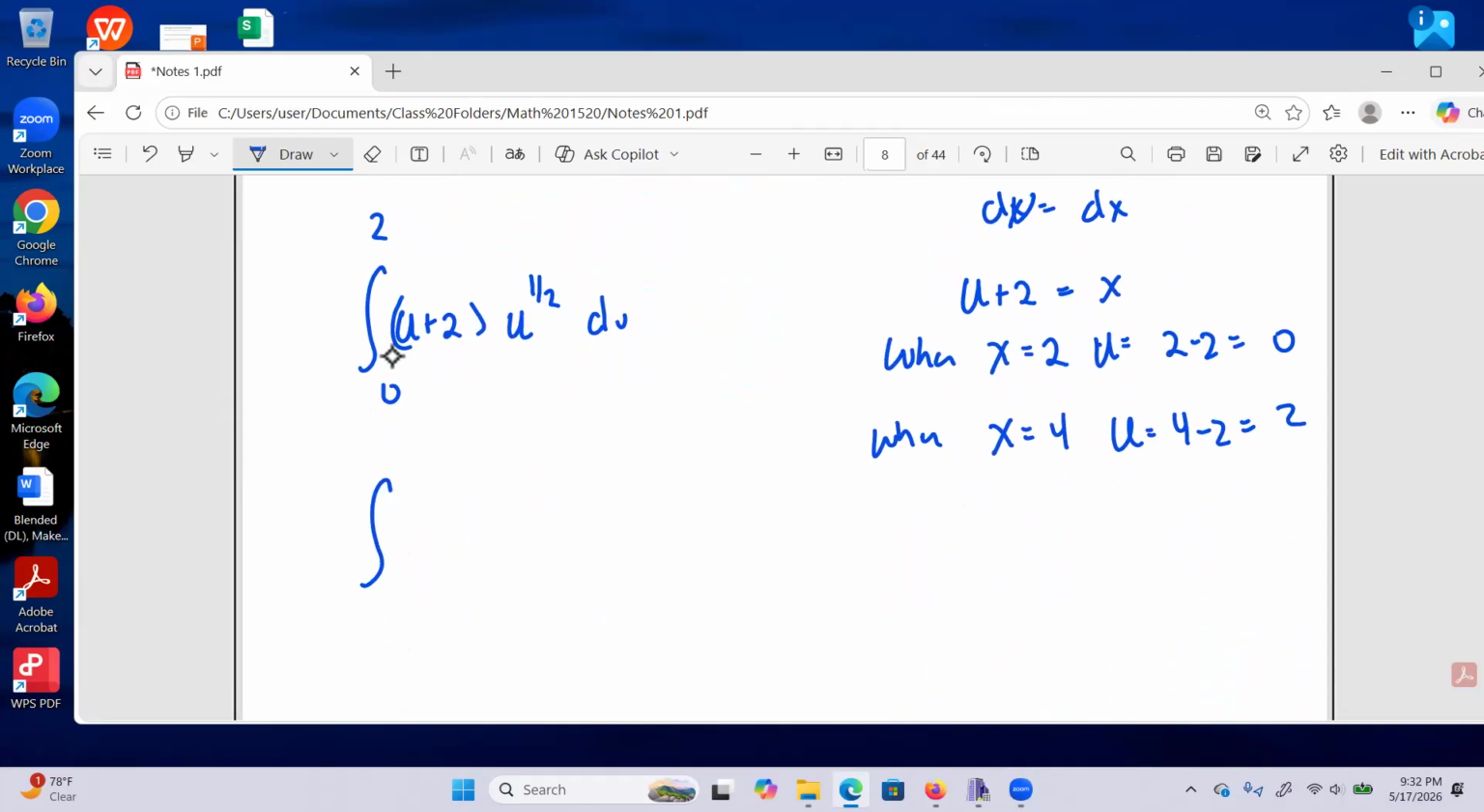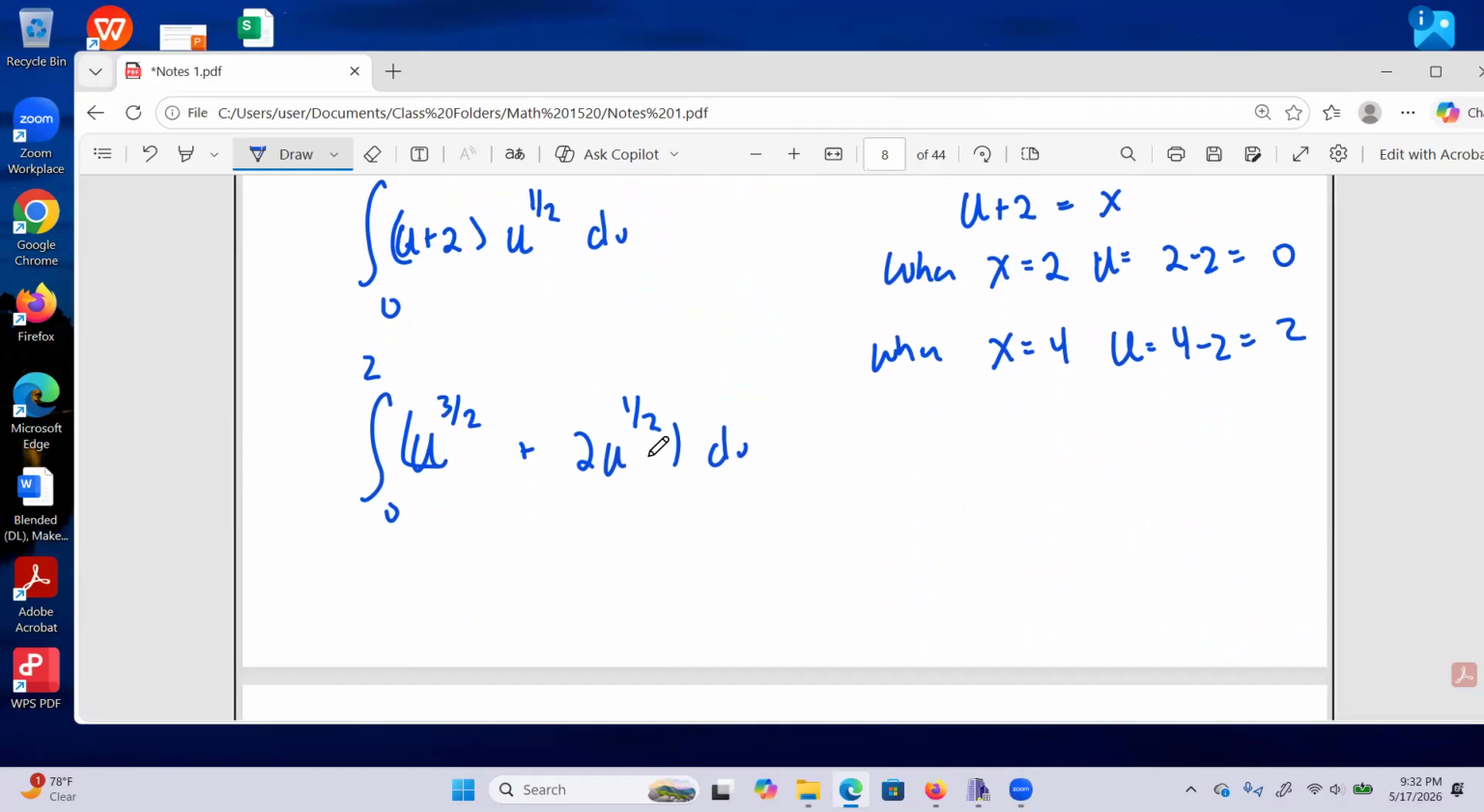So we can go ahead and integrate this out. We have 0 to 2, and we're just going to multiply this through. So u times u to the 1/2, when the bases are the same, we add the exponents. So this is going to be u to the 3/2. I haven't integrated yet, I just multiplied this out. Plus 2u to the 1/2, all times du. Now we're ready to integrate.